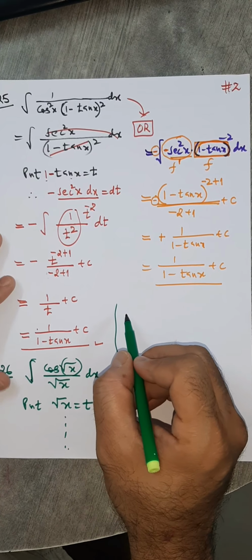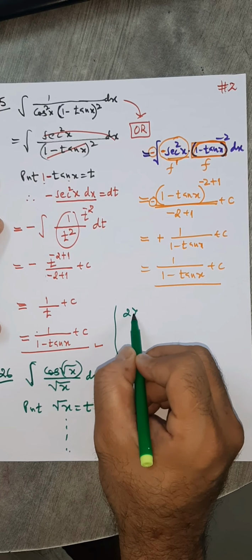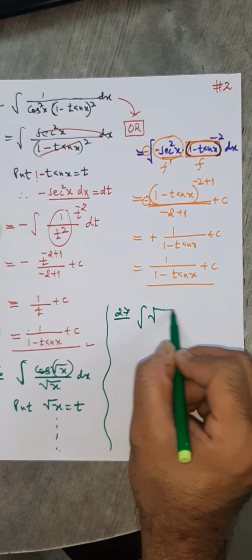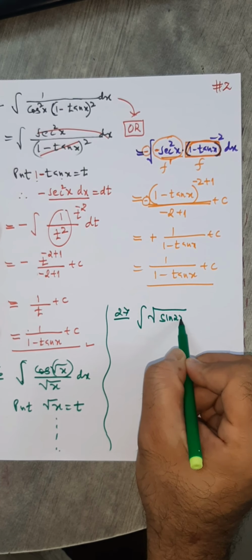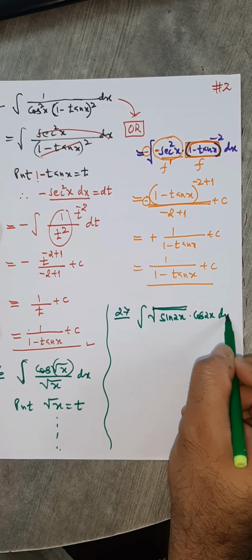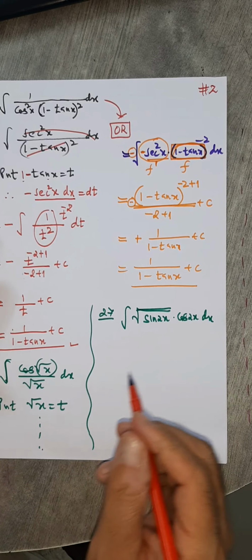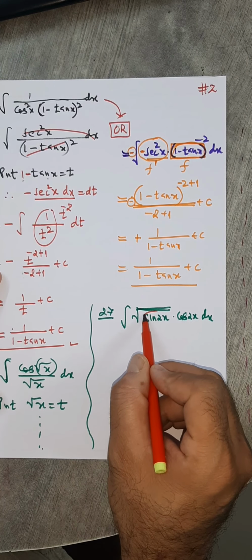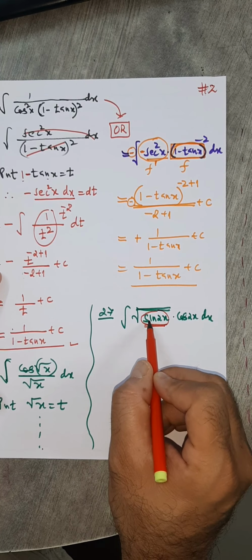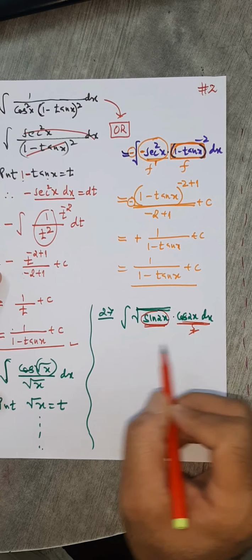We'll go to the next question, 27. So question number 27 here. Integral of root of sin 2x into cos 2x dx. So how do we do this? Again, same method. You take this equals to t. Why do we take this equals to t? Because the derivative of sin is cos. So this becomes more or less dt.